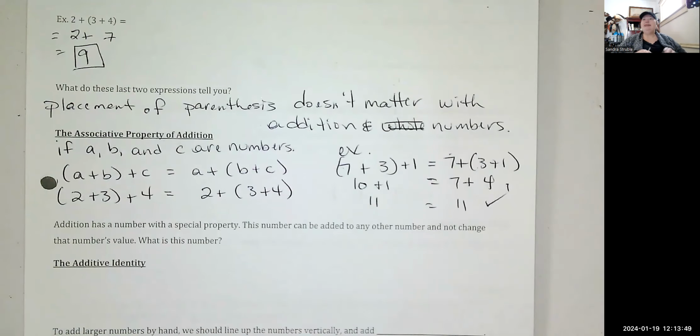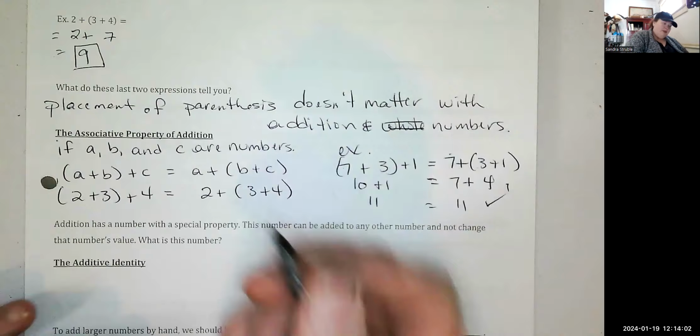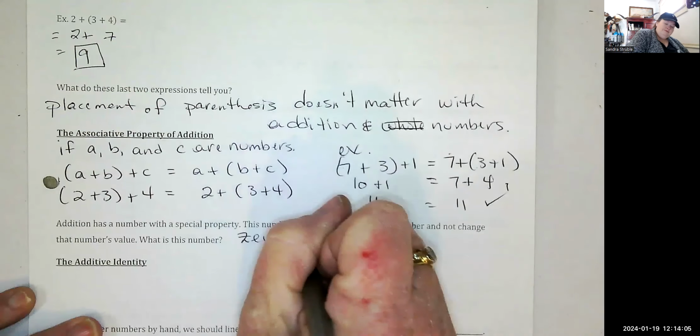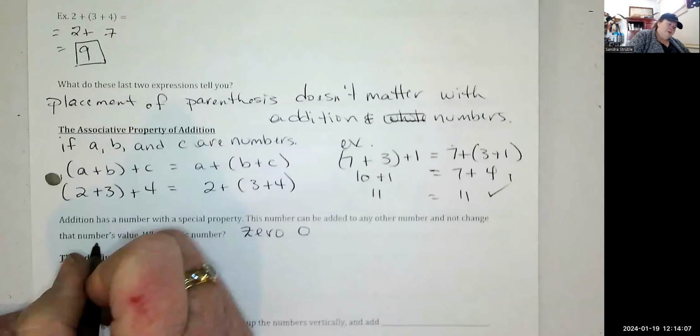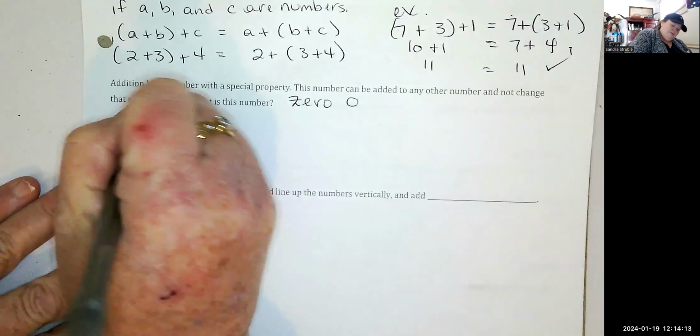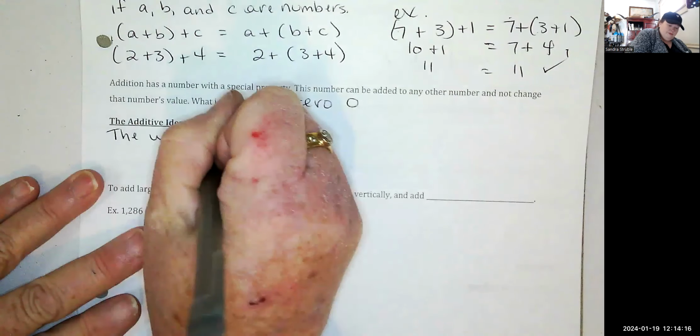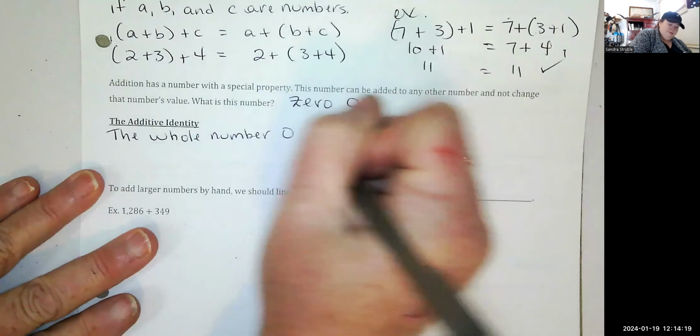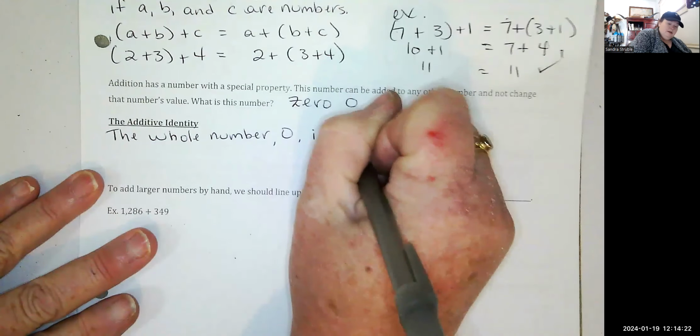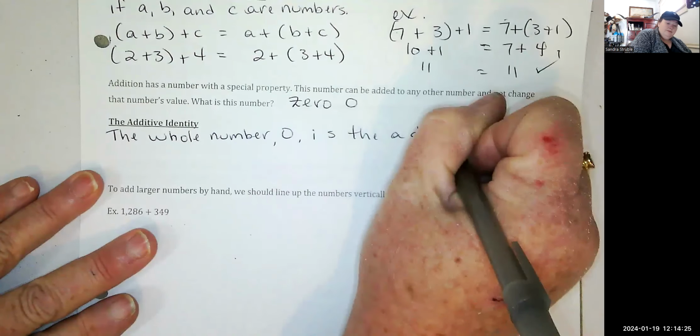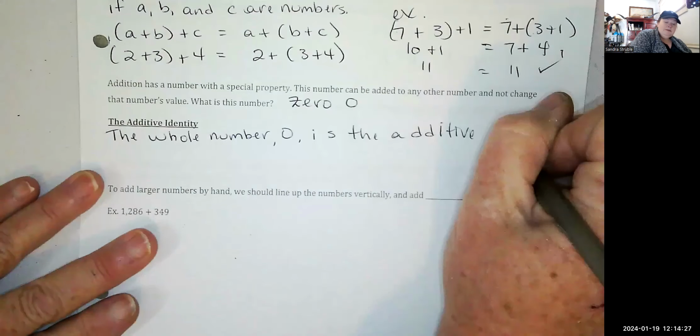All right, so addition has a number with a special property. This number can be added to any other number, and it will not change that number's value. What number can be added to any other number and not change that other number? And that's 0. So the whole number zero is the additive identity.